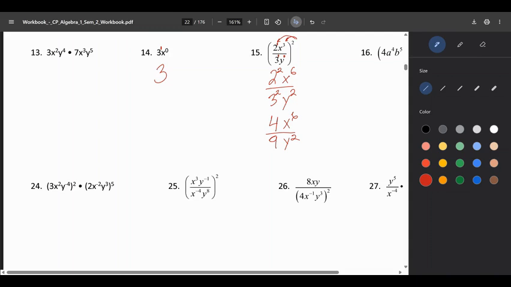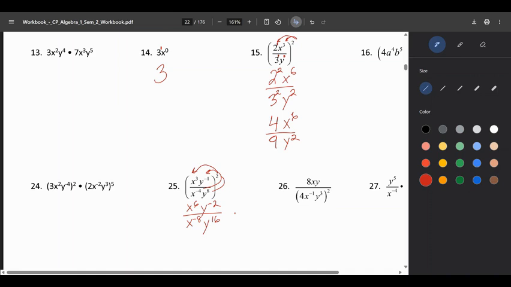Another problem that we might find confusing is number 25. I'm going to distribute the 2 to the exponents in the problem, so I get x to the power of 6, y to the power of -2, and then to the exponents in the bottom part of the problem over x to the power of -8, y to the power of 16.